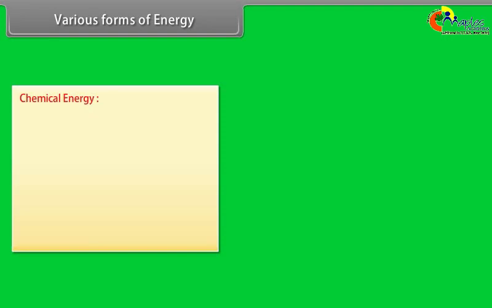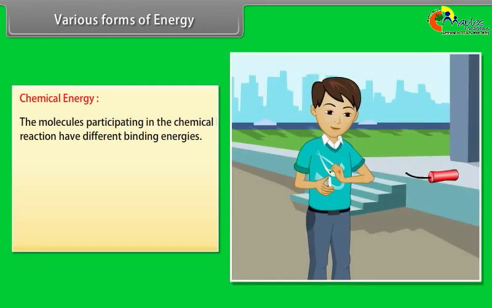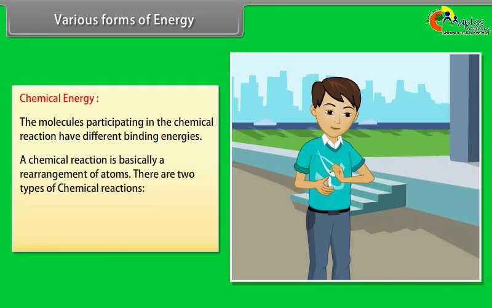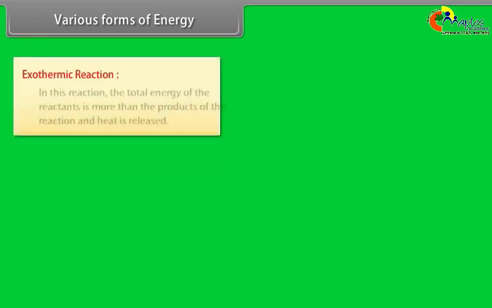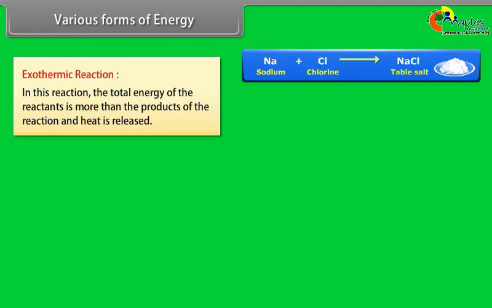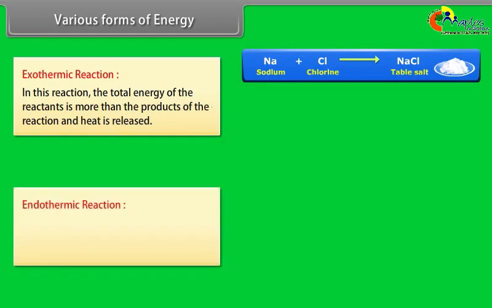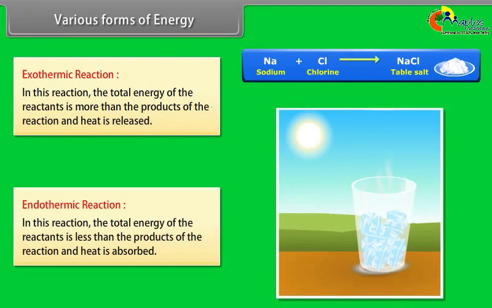Chemical energy. It arises from the fact that the molecules participating in a chemical reaction have different binding energies. A chemical reaction is basically a rearrangement of atoms. There are two types of chemical reactions: number 1, exothermic reaction, and number 2, endothermic reaction. Exothermic reaction. In this reaction, the total energy of the reactants is more than the products of the reaction and heat is released. Endothermic reaction. In this reaction, the total energy of the reactants is less than the products of the reaction and heat is absorbed.